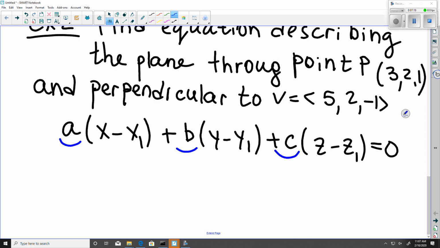Yeah, but out of what I have, what could A, B, and C be? Would it be a point or a vector? Vector. Yes, A, B, and C are components of the vector. This is A, this is B, and this is C. Those are the components of the vector. And x1, y1, and z1 are the coordinates of any point on the plane. I only have one. So this stuff is this.